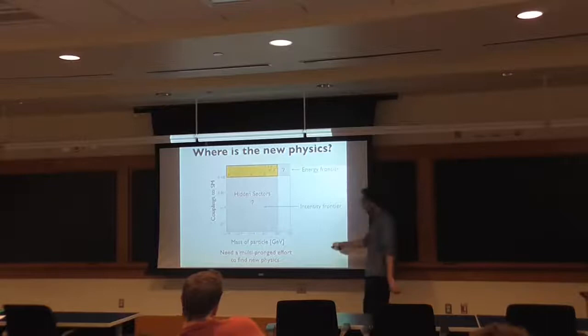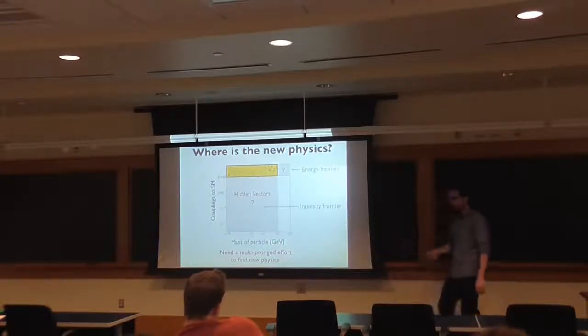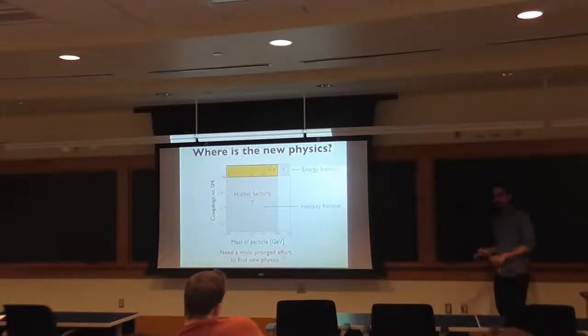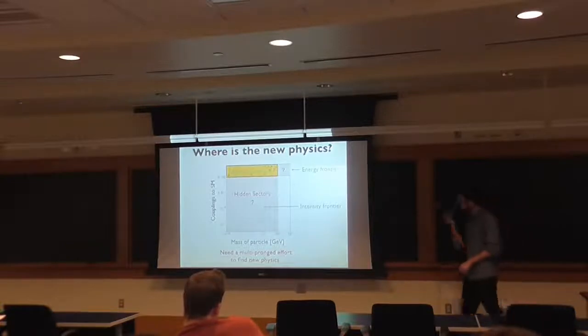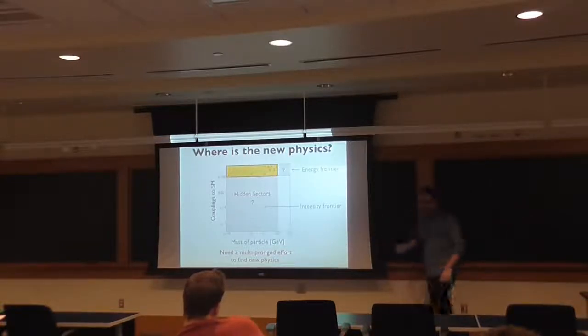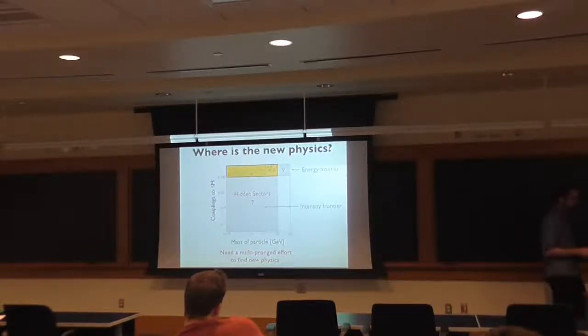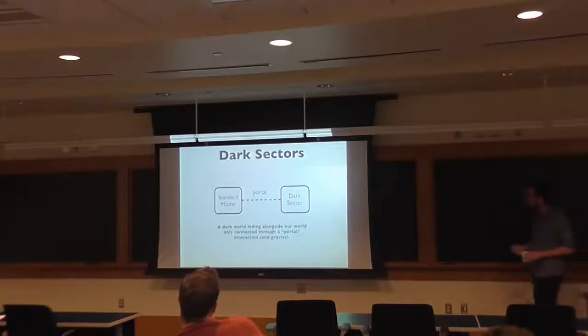So in the grand scheme of things, we really do need this multi-pronged effort if we're going to find new physics. There are arguments in both of these directions, so we really have to explore all of the experimentally accessible regions for new physics to be hiding all at once.